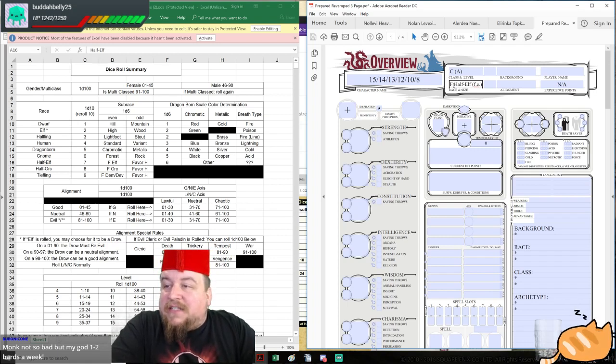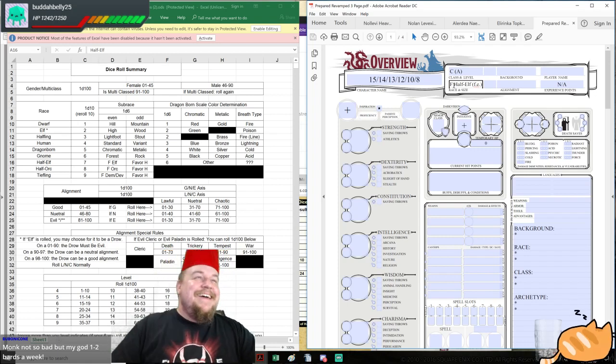Bubonic says, Monk's not so bad, but my god, 1 to 2 bards a week. Well, this is quite the fickle D12 we're rolling then, right?